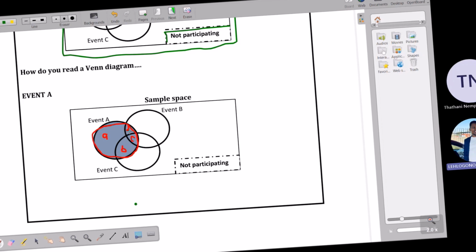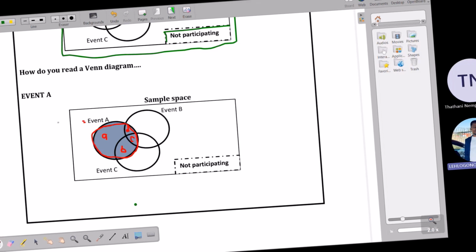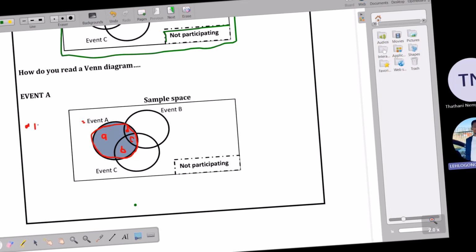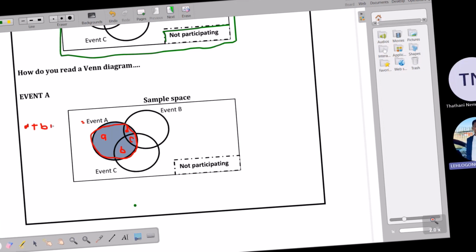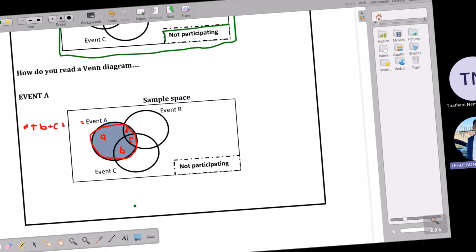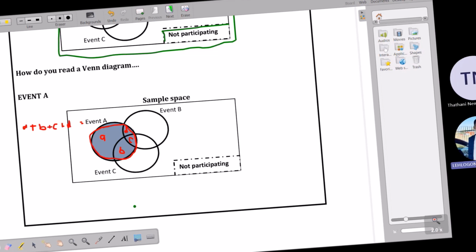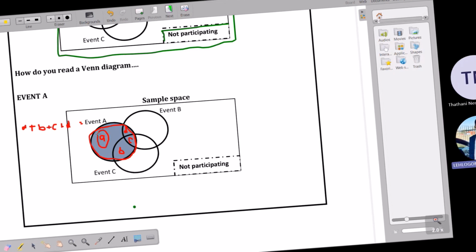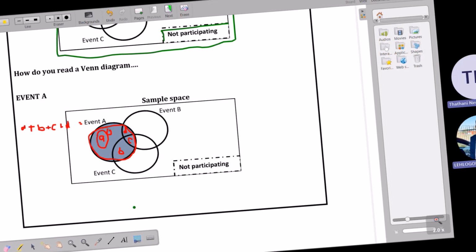So in case we want to know how many are in event A, we are going to say that participants in event A is a plus b plus c plus d, and they equal the total participants in event A. So that's how we figure out all the sample participating in event A. But these four of them, a, b, c, d, are categorized. The first category, a, are the ones participating in event A only. A only.